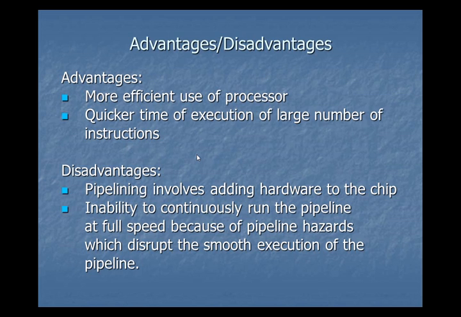So this is your next topic: pipelining hazard. This is the inability to continuously run the pipelining at full speed. It is not always possible to use the pipelining at full speed. There are some hazards which disturb the smooth execution of the pipeline. This is your next disadvantage. The two disadvantages or limitations are that they require new hardware, and due to hazards, the pipelining stops very quickly. And the advantage is more efficient use of the processor and time saving.